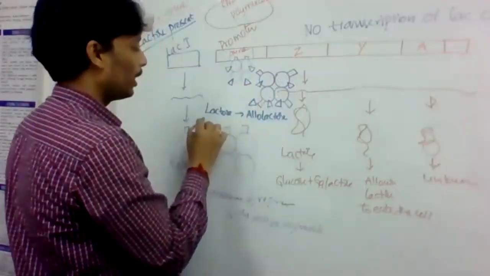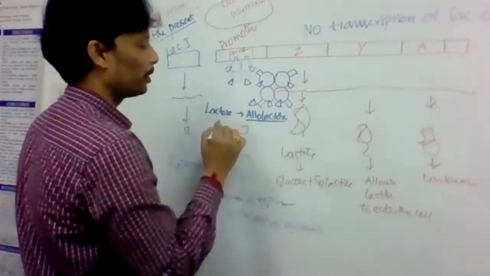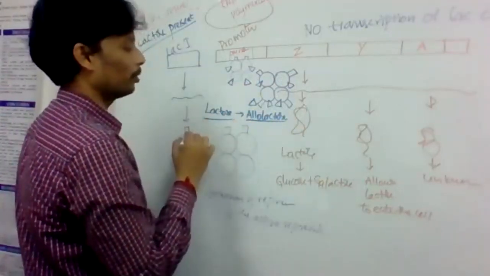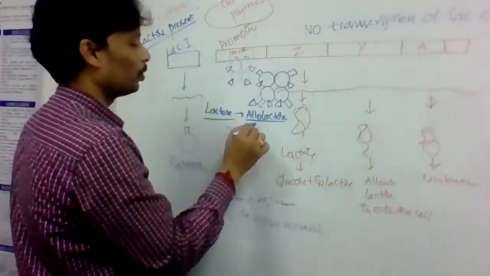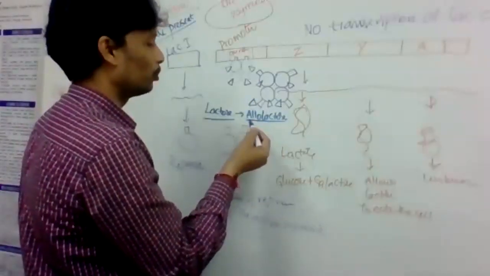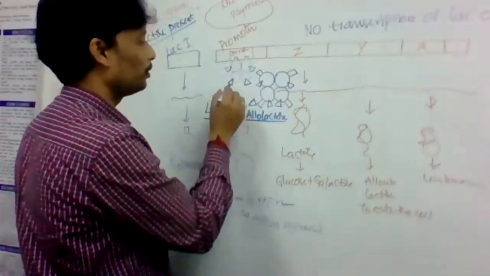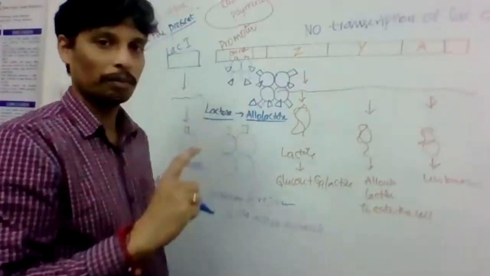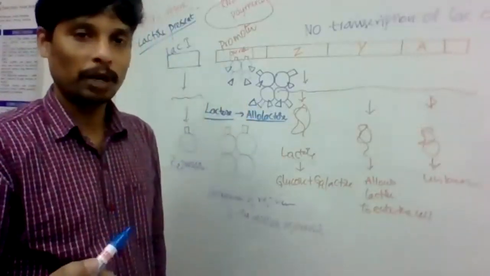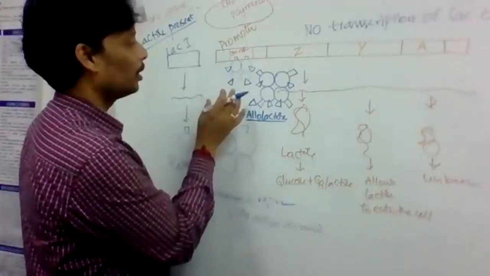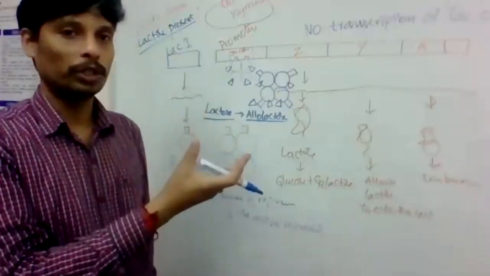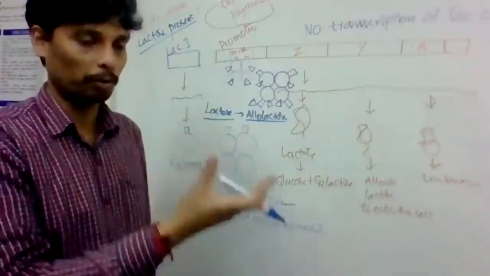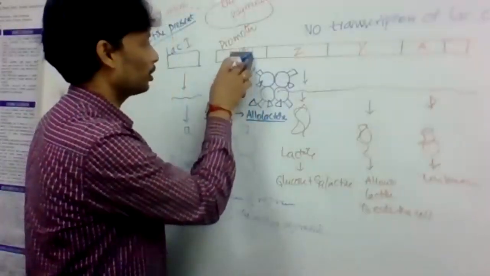Allolactose will be present when lactose is present in the environment. Some of the lactose will convert into allolactose, which is an isomer of it, and which has an affinity for the allosteric site of the repressor molecule. It will bind to the repressor molecule and change its conformation in such a way that it no longer attaches to the operator region of the promoter of the lac operon. So it will detach.